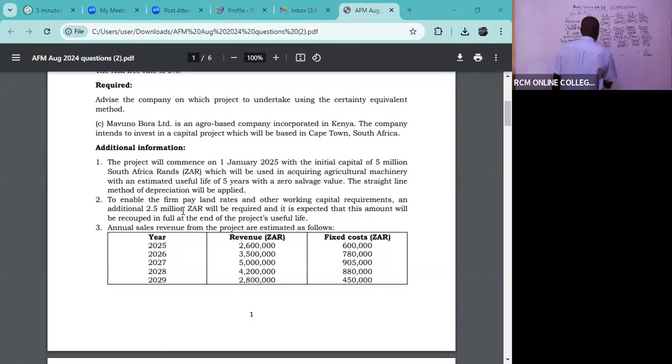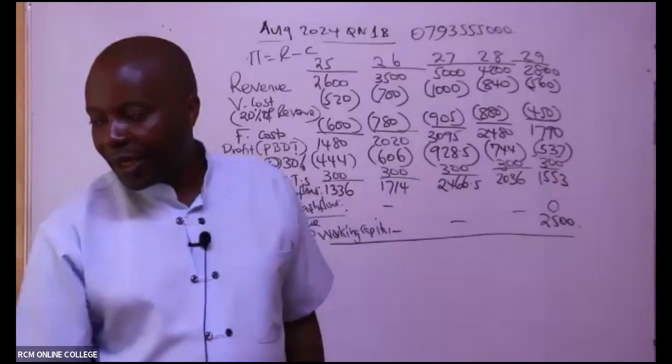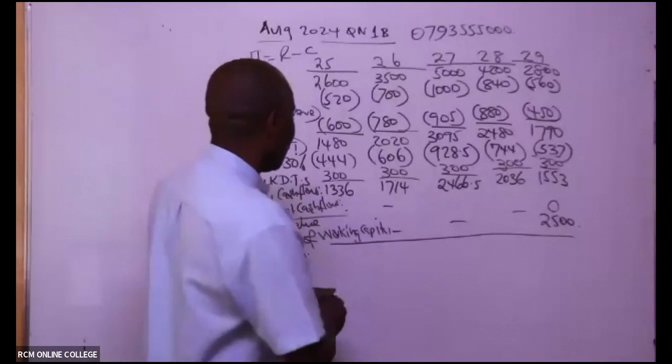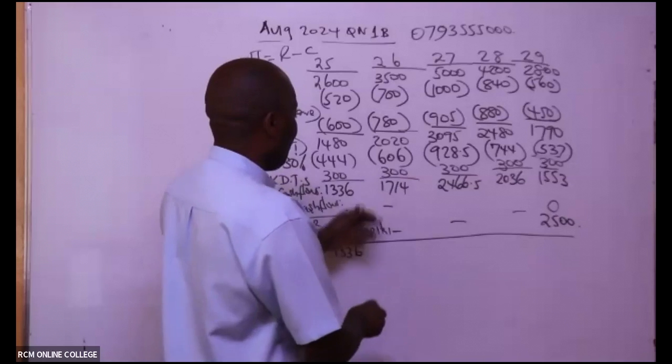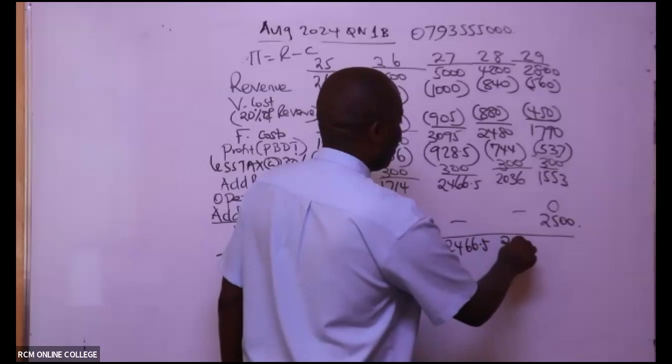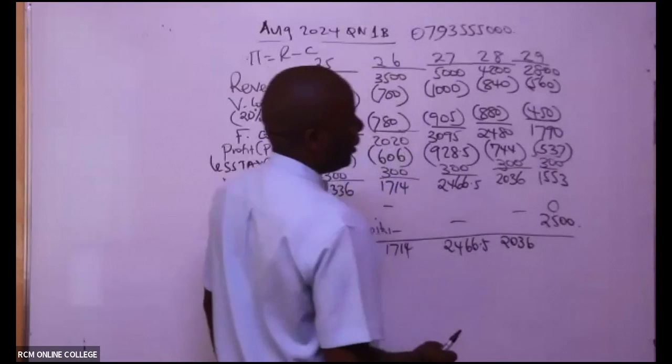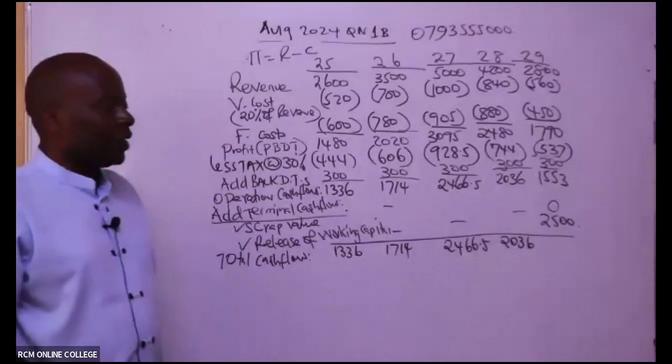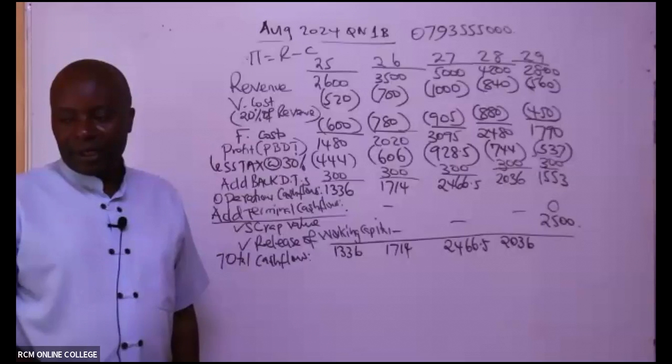So come very first and give me the total cash flows here. Remember scrap value, when we were computing our NPV, our depreciation. We're even told here, zero salvage value, no salvage value whatsoever. All right, so of course the first year, 1336. We have here 1714, nothing to be adjusted. We have here 2466.5, 2036. However, this one I need some adjustment. You guys must give me the last figure there.